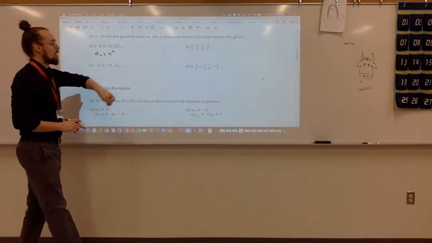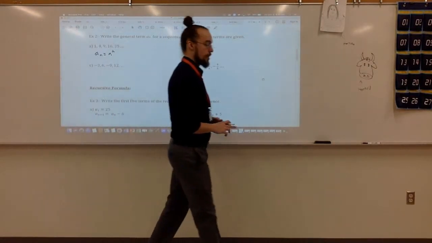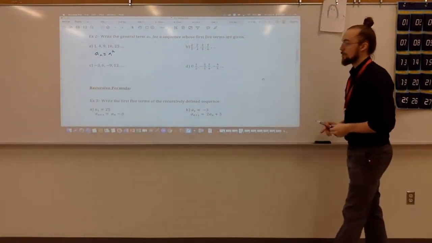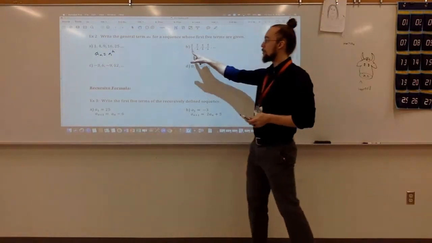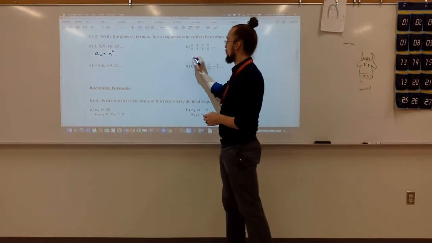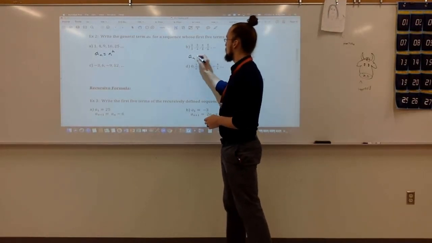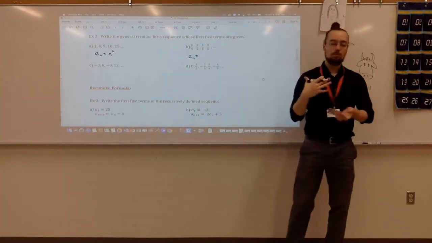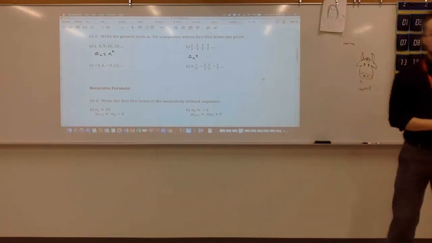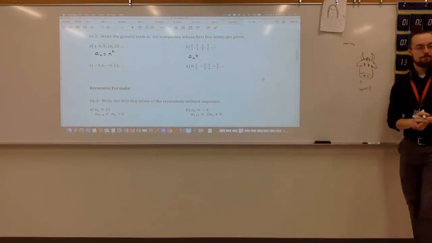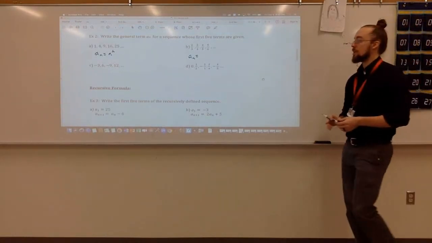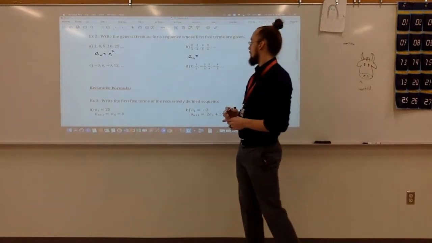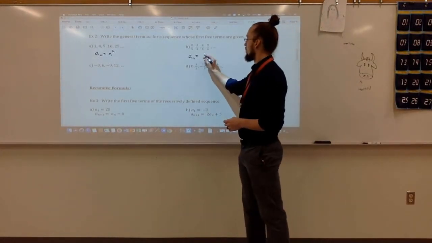How about the second one here? Again, we want to think, well, if I plug in 1, how can I get 2/3? If I plug in 2, how can I get 3/4? If I plug in 3, how can I get 4/5? What's happening here? Maybe 1 minus 1 over n. 1 minus 1 over n.